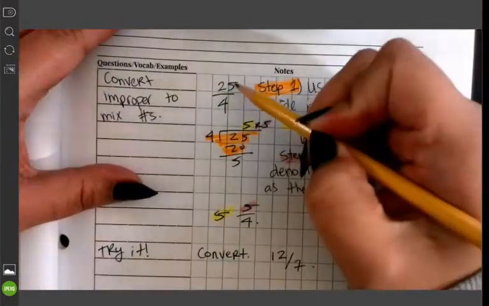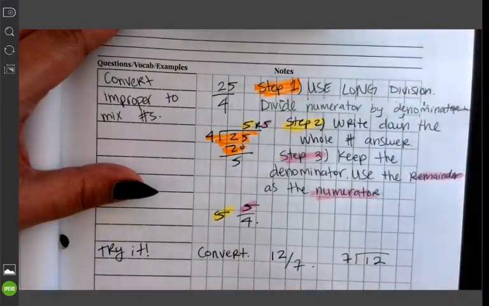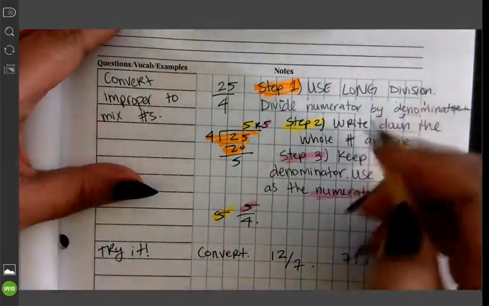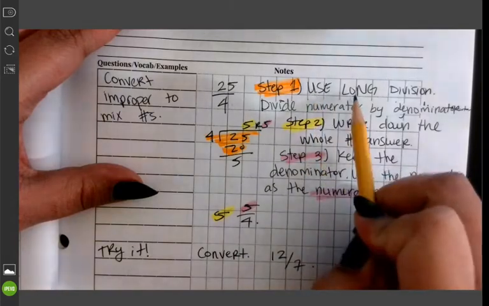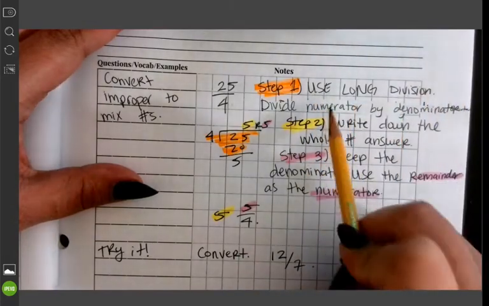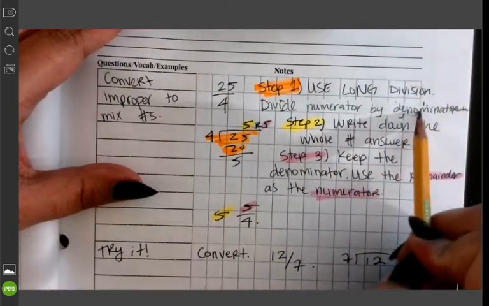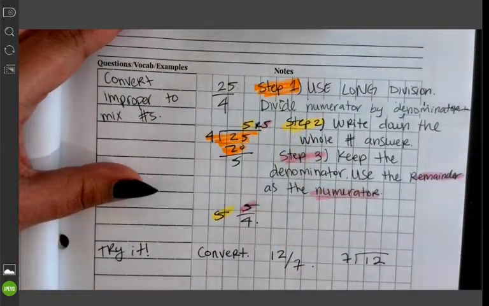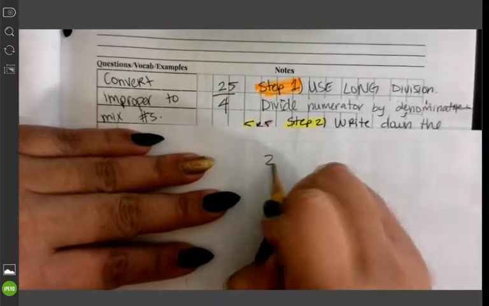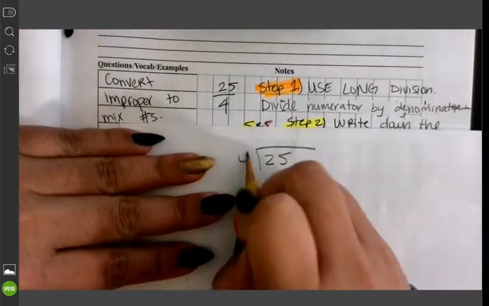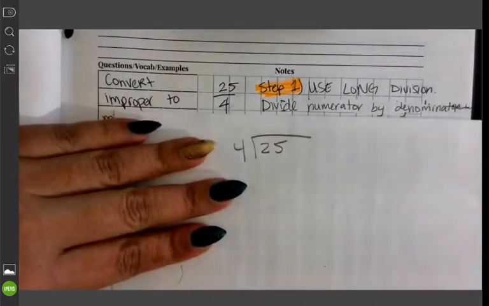So, convert 25 over 4 into an improper fraction. Step 1 is to use long division. Numerator by the denominator. So the numerator will go on the inside. I'm going to do that right here so you can see it. 25 divided by 4. We're going to do some long division.